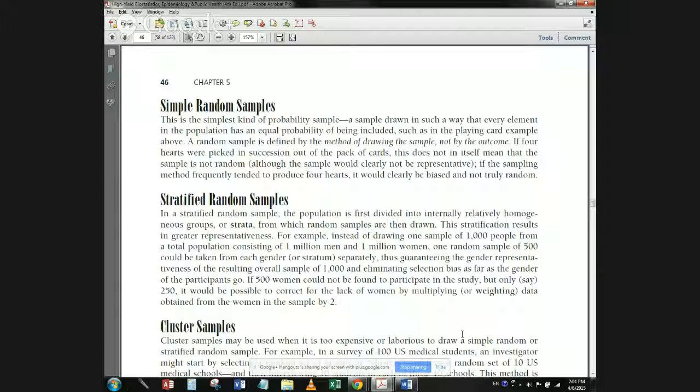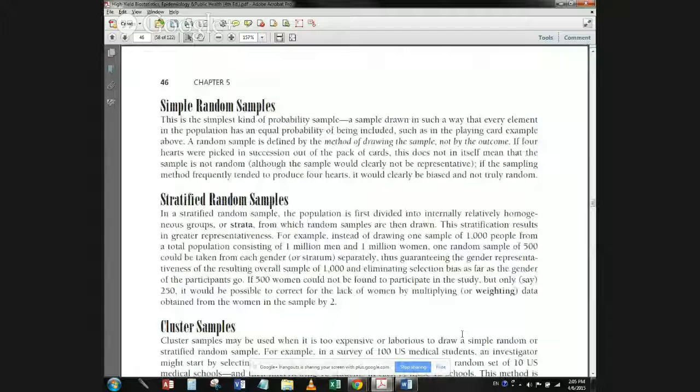participants go. If 500 women could not be found to participate in the study, but only say 250, it would be possible to correct for the lack of women by multiplying or weighing data obtained from the women in the sample by 2.